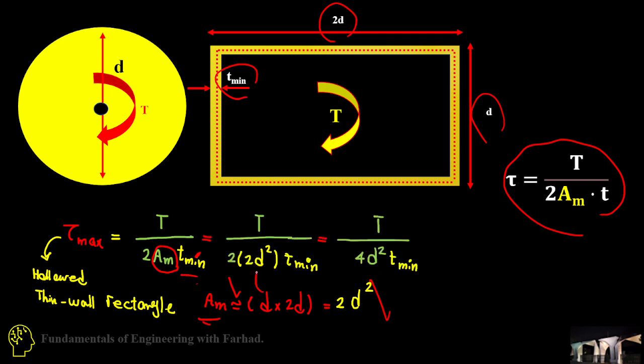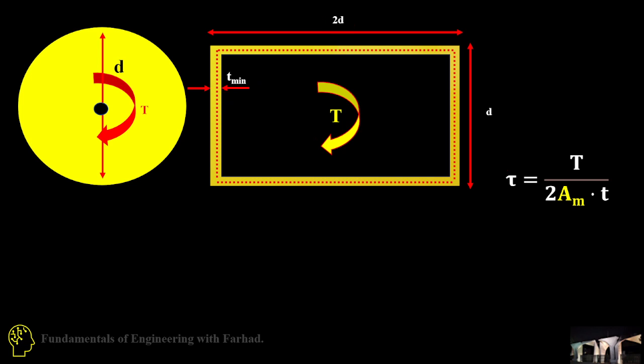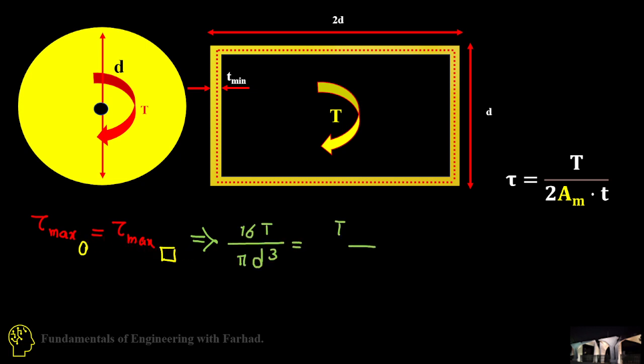If you plug that back into the equation, then you can have tau maximum for a hollow thin walled rectangular section as T over 4 times D squared times T minimum. And based off the problem statement, tau max in the circle is tau max in the rectangle, so it just says 16 times torsion over pi D cubed, and these two T are identical, we just have it parametric, equals T over 4 D squared T minimum.